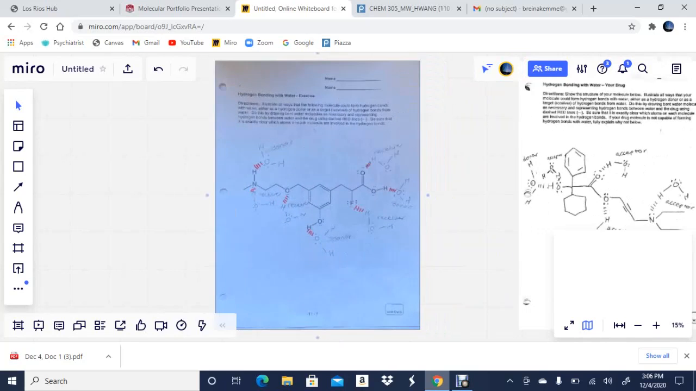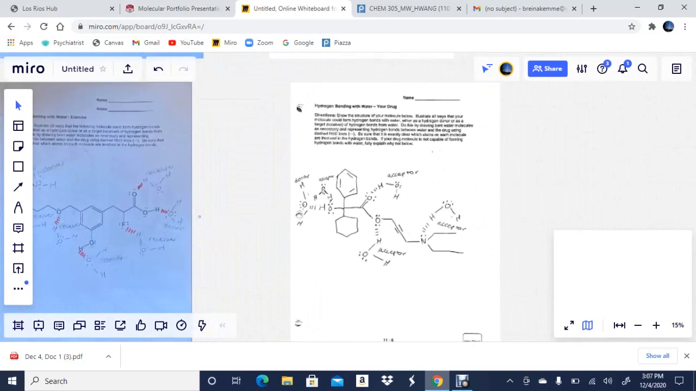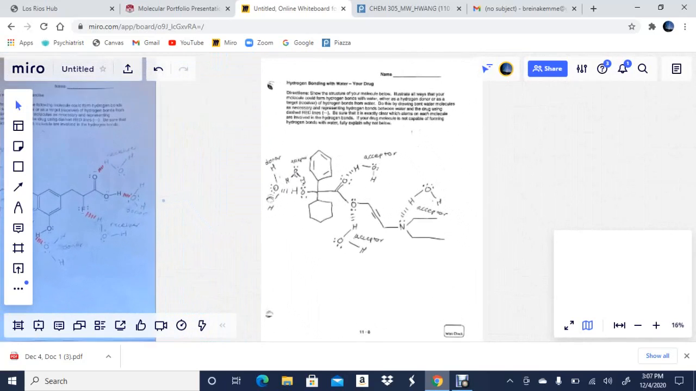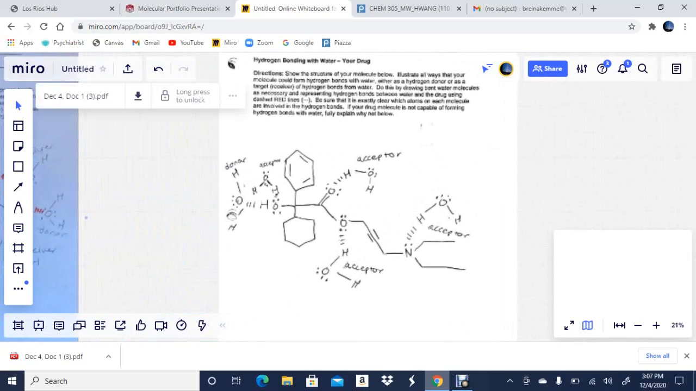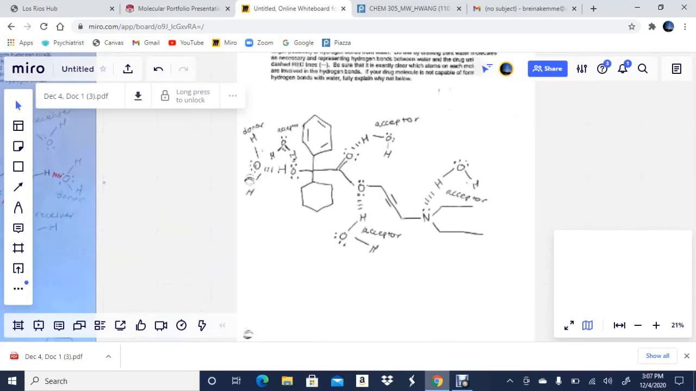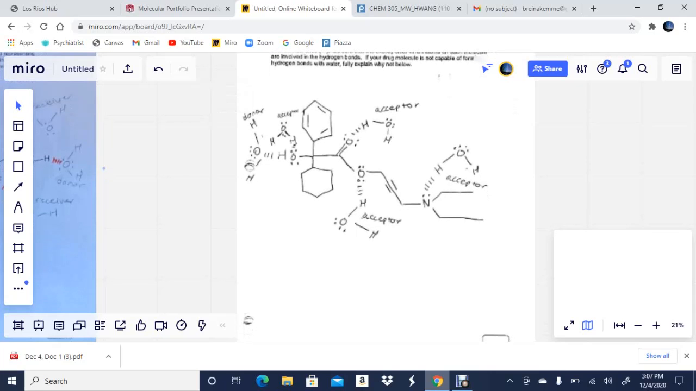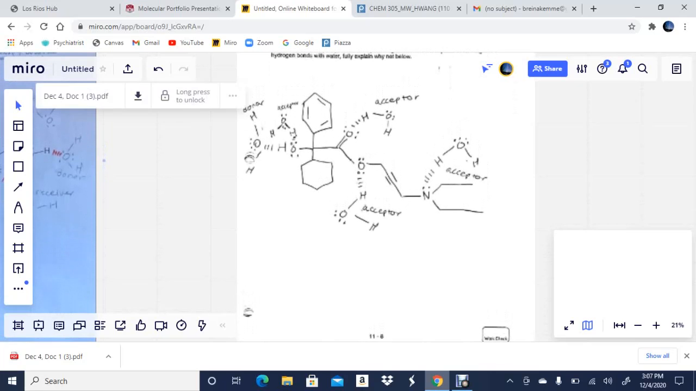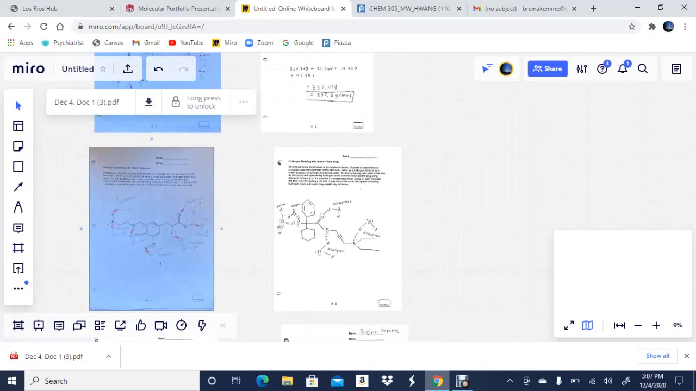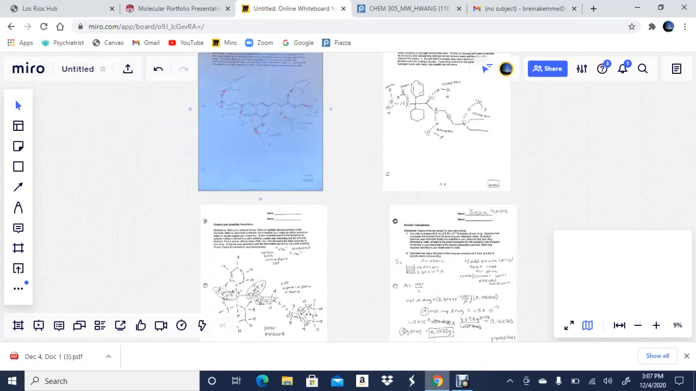Okay, so now moving on to my drug, you can see all of the hydrogen bonding with water. I have one donor and four acceptors with Ditropan, and you can see that all labeled here. And then the dashed line shows the bond of the water molecules to Ditropan. Okay, so now moving on.